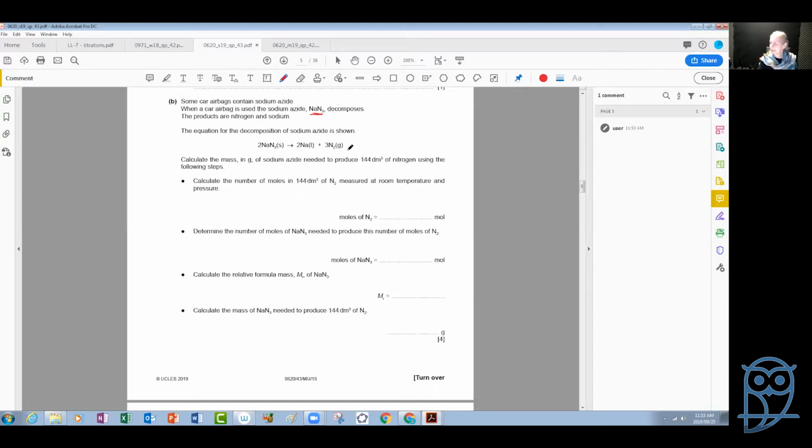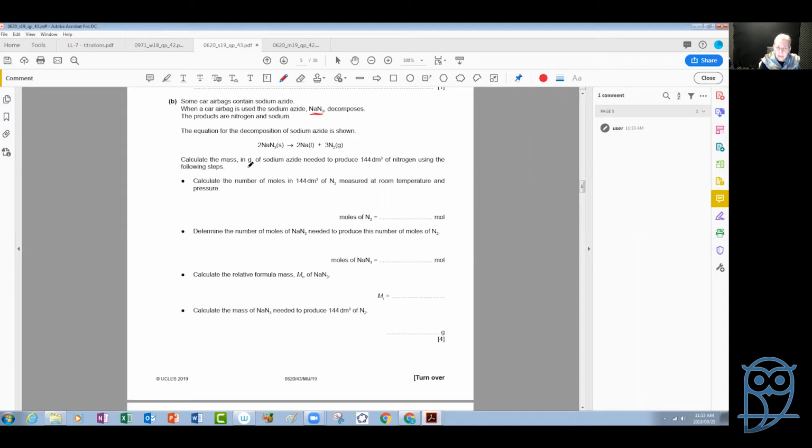So don't panic when we hear something which is unknown. Usually they give you enough information to get you started. So don't get startled if you hear something unknown. The equation of the decomposition of sodium azide is shown here. They give us the equation and the formula of sodium azide.